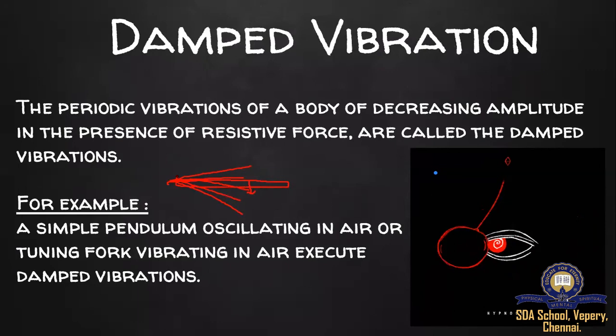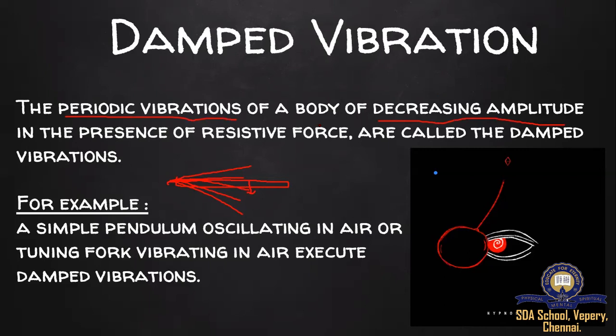So what is happening here? Again, here also it is a periodic vibration. But what is happening? A decreasing amplitude happens. In the case of natural vibration, it was a constant amplitude. The same periodic vibration, but constant amplitude.